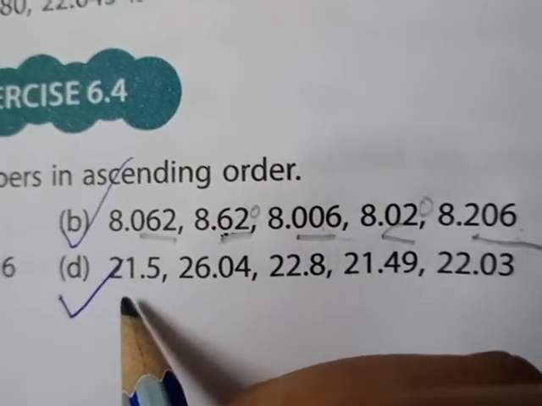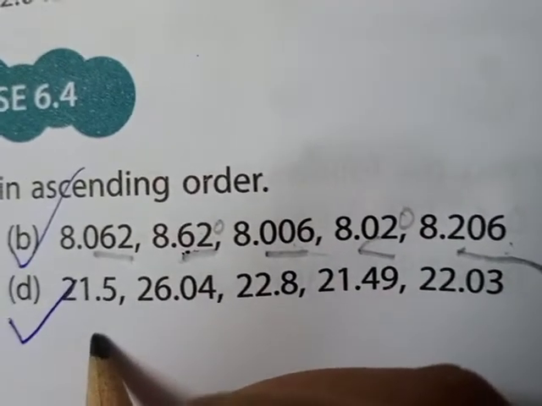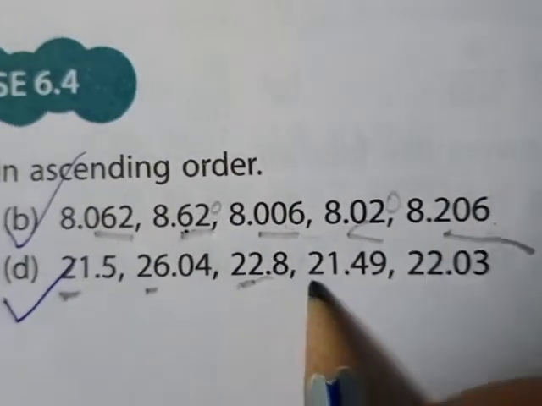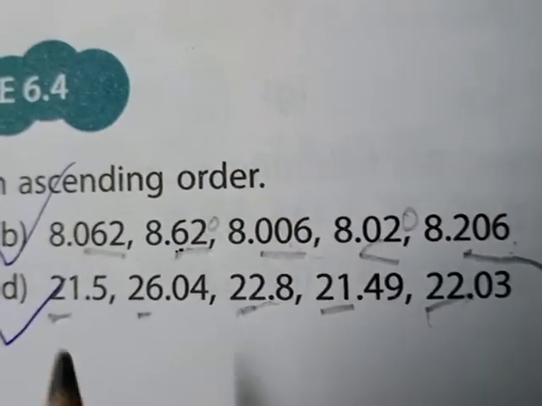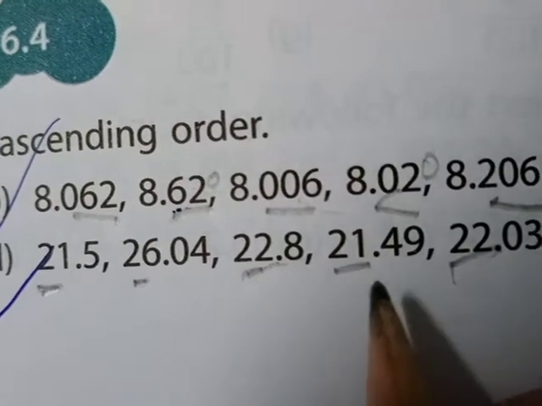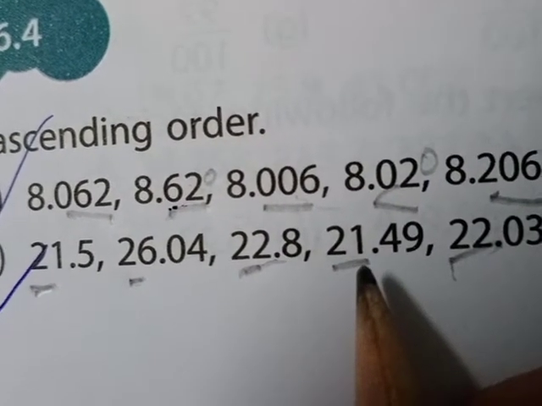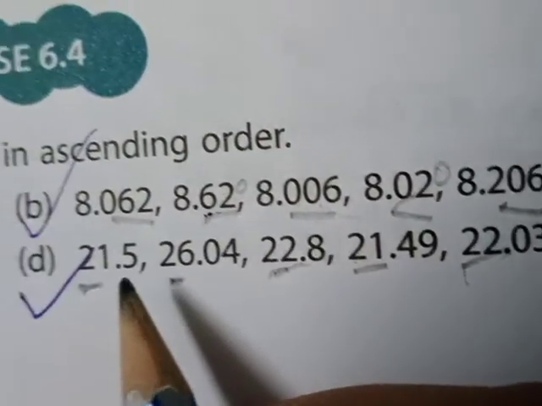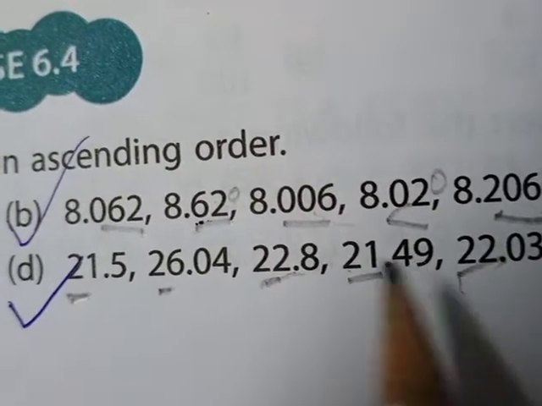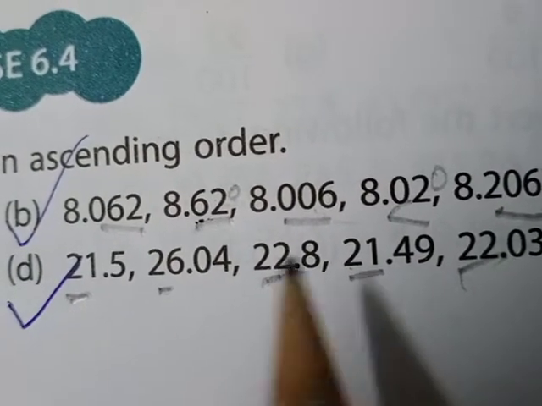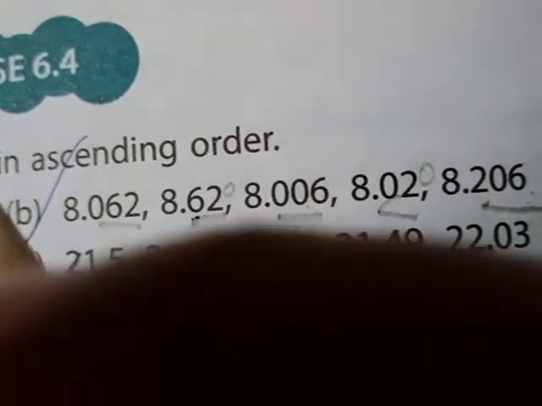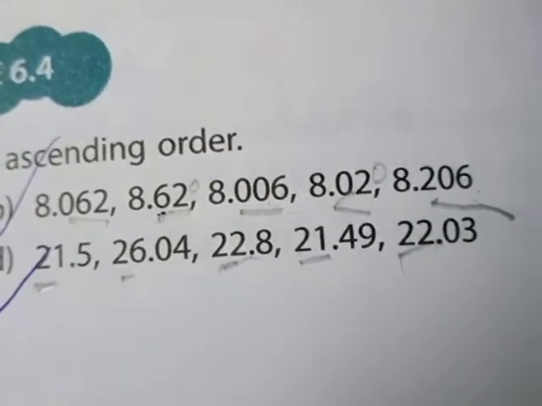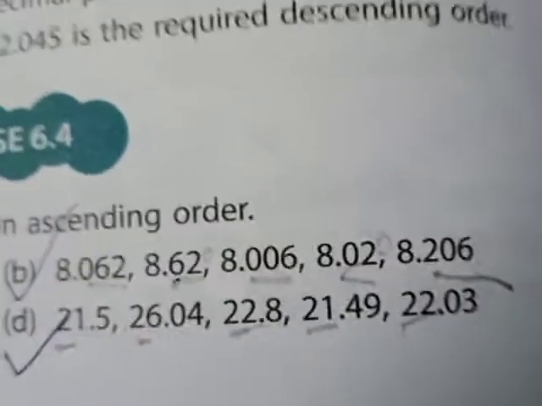Start noticing the integral part first for ascending order: 21, 26, 22, 21 and 22. Again, if you see 21, 21, two times it is written here. And in 21, 21, we will see the decimal part, because both the integral parts are the same. Both the integral parts are the same, then we will see the decimal part. So here the decimal part is given 5 and here it is given 49. Now you will get confused that 49 is greater than 5, right?